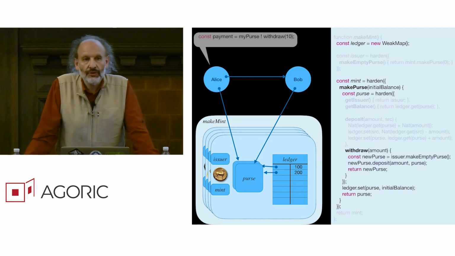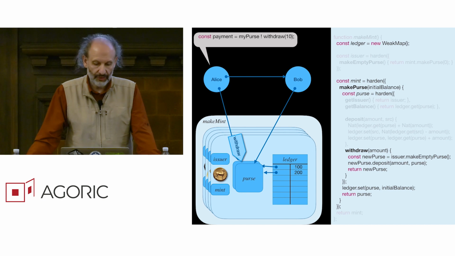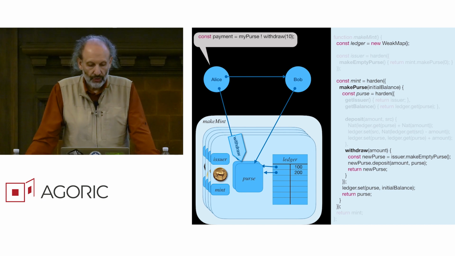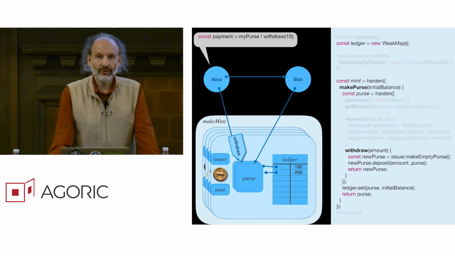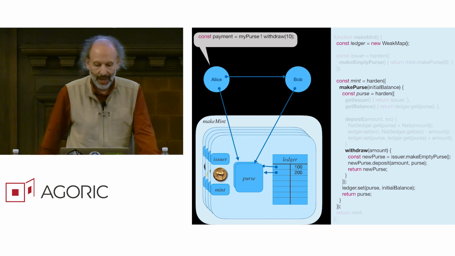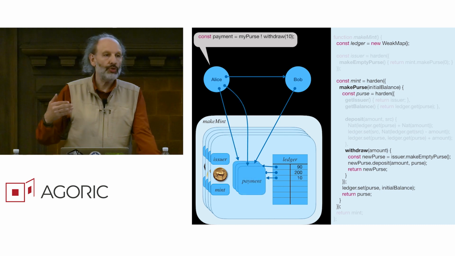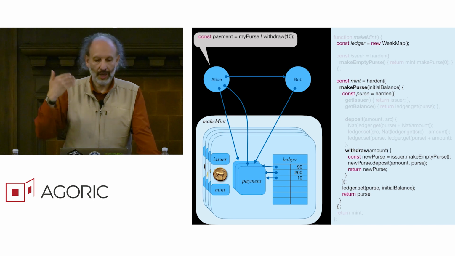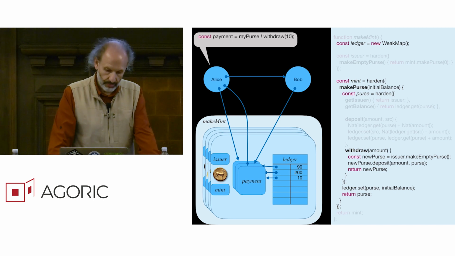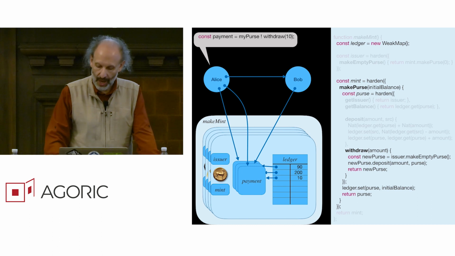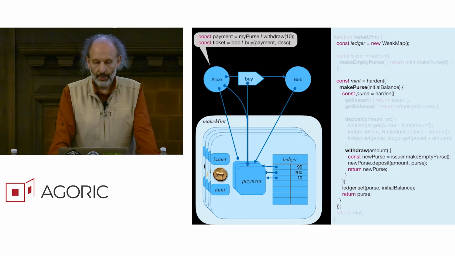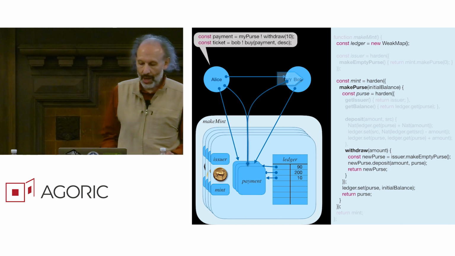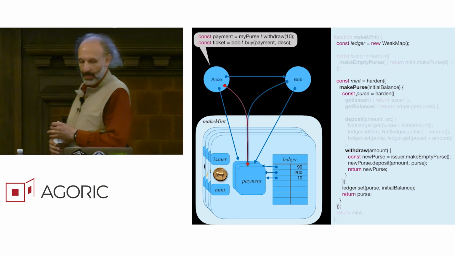The first thing she does is she sends a withdraw message to her main purse saying how much she wants to withdraw. And the withdraw method creates a new payment purse, and then it updates the ledger to move $10 from Alice's main purse into the payment purse. And returns the payment purse to Alice, which Alice then sends as an argument in a buy message, saying to Bob, I want to buy a concert ticket for $10. And Bob receives this payment object.